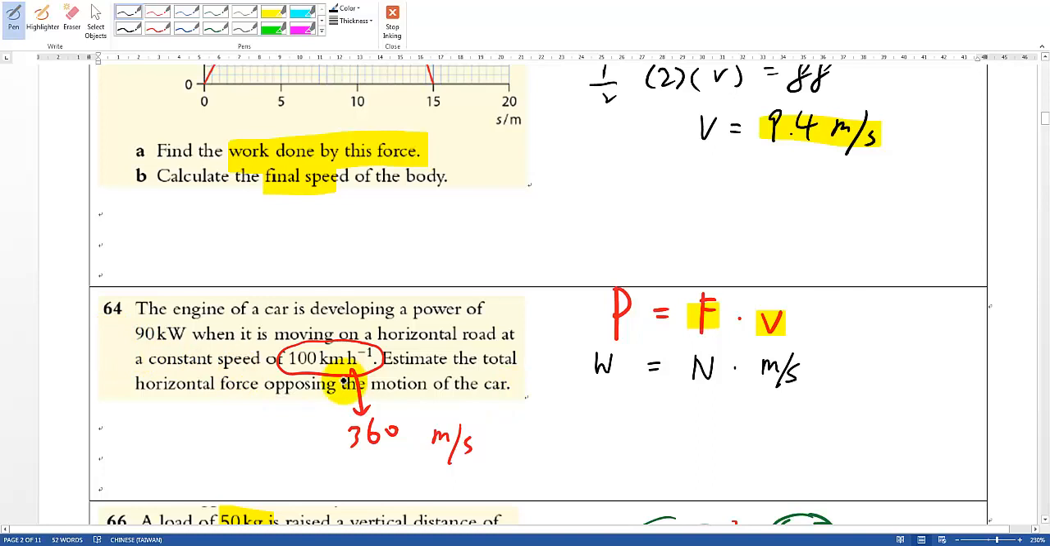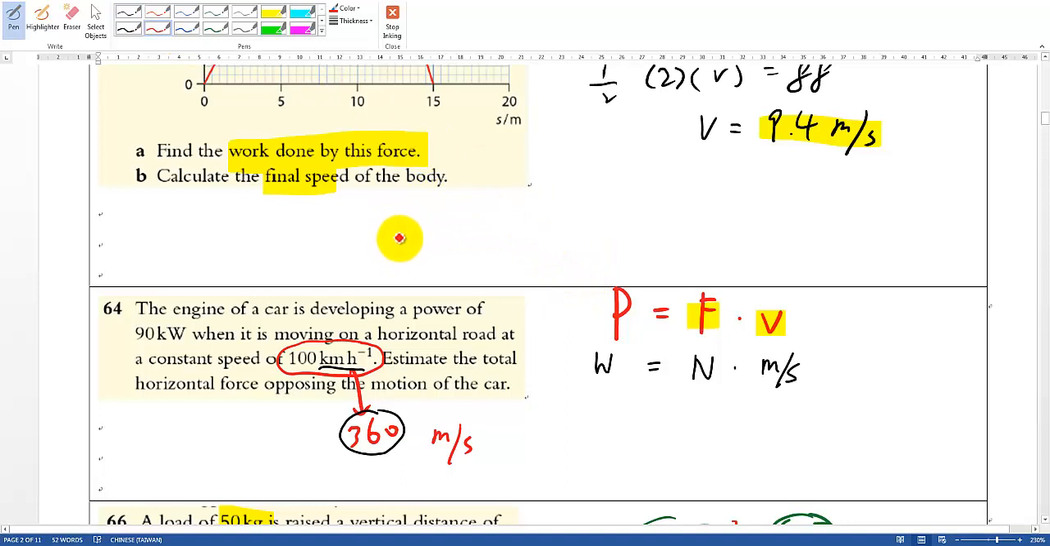If you look at this, the speed is in km per hour. So one thing that you must do is convert it from km per hour to meter per second, in order to substitute into V and find the force in Newton. If you are able to do that, you should find 100 km per hour equals 360 meter per second. If you don't know how to do it, let me just show you very quickly.